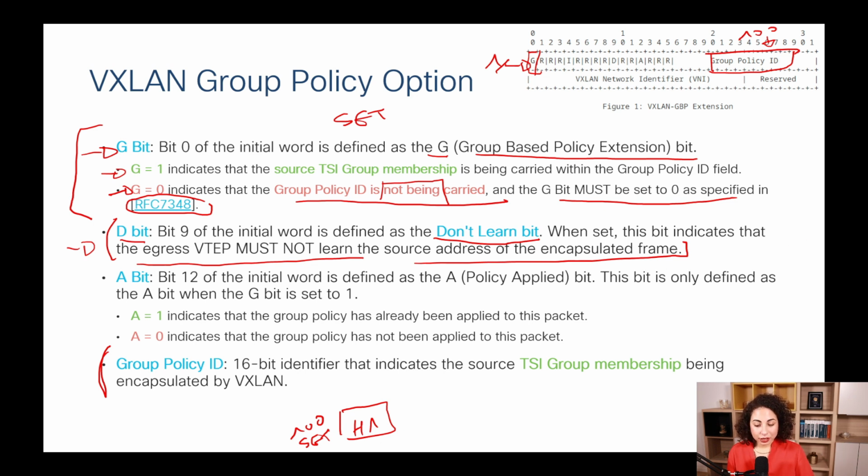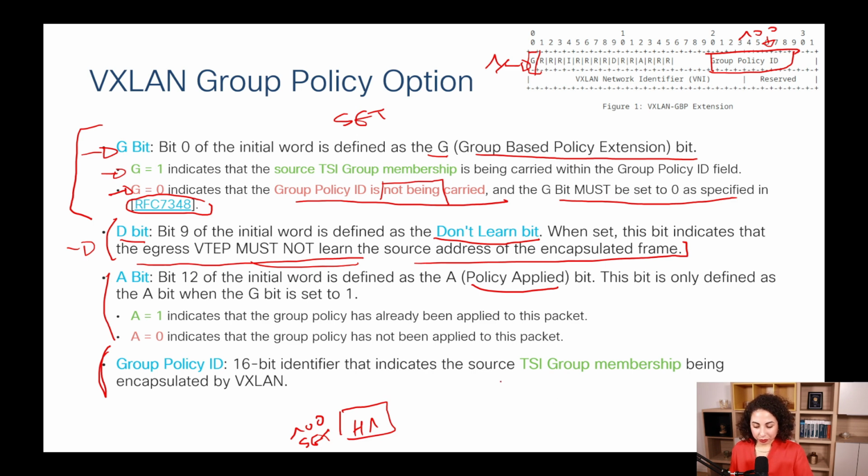In any case, and what is most important for me, is that the draft mentions that we must not learn, which is actually what we want. We must not learn. We are learning from BGP. We are not learning from VXLAN. So it's coherent. Now let's check the next important bit, which is the A bit. It is the policy applied bit. It allows us to say whether the policy has been applied on the source leaf or not.